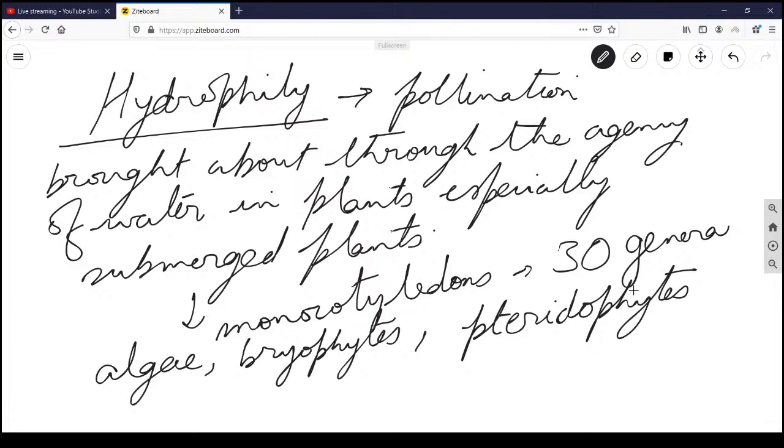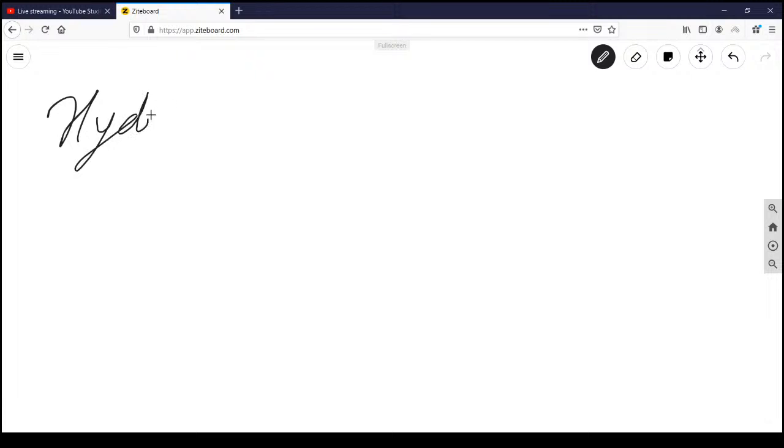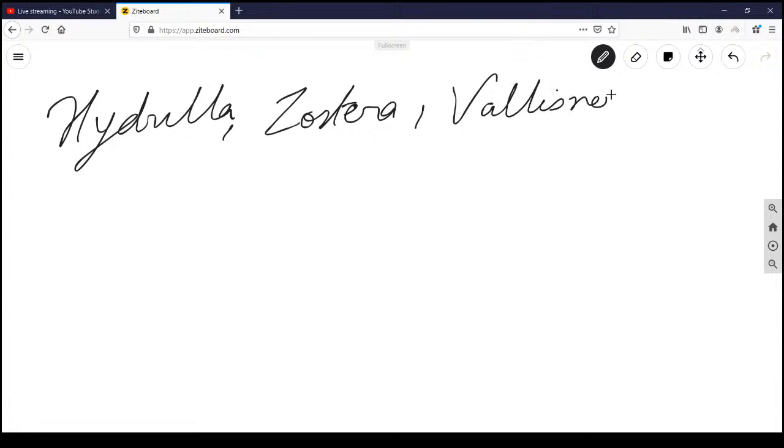So if you talk about examples, you have hydrilla, you have zostera, you have vallisneria. So these are some of the examples of the water pollinated plants. Then one more classification is there. Hydrophily can further be divided into two types. One is epihydrogamous, another is hypohydrogamous. Okay. Number one is hypohydrogamous.